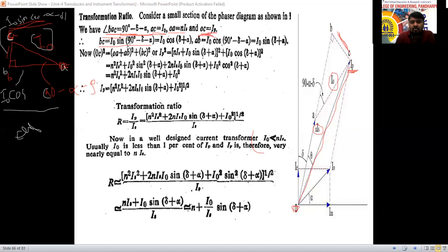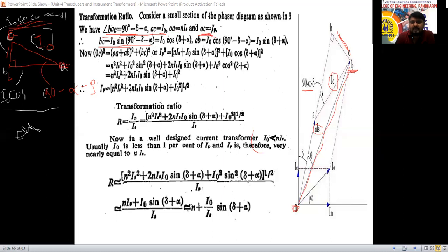Okay, so BC equal to B to C equal to I naught sine of 90 minus alpha minus delta we have written. That is called BC we are going to consider here. So sine of 90 minus theta we can write as cos theta.